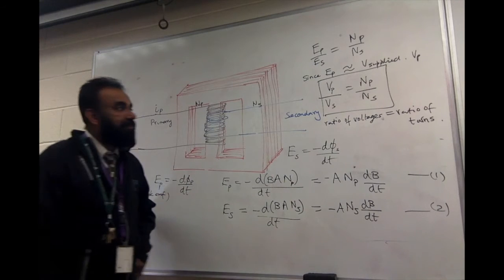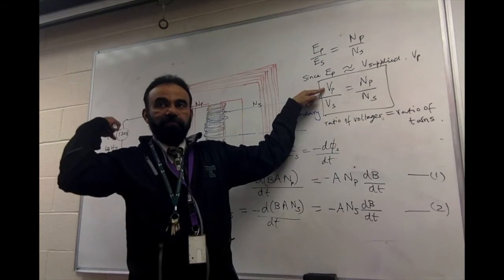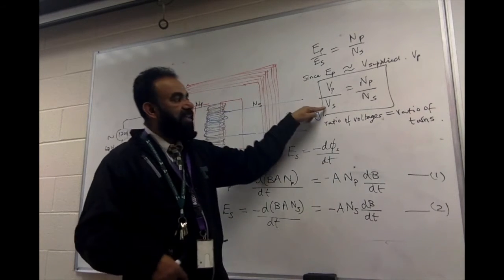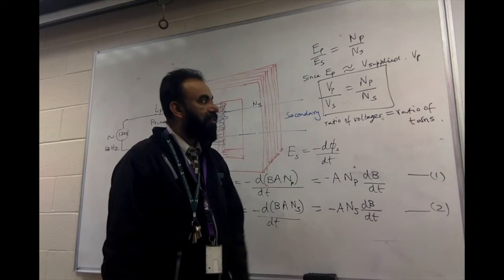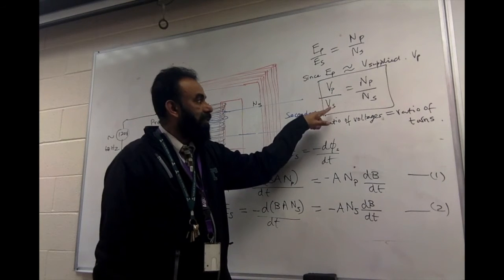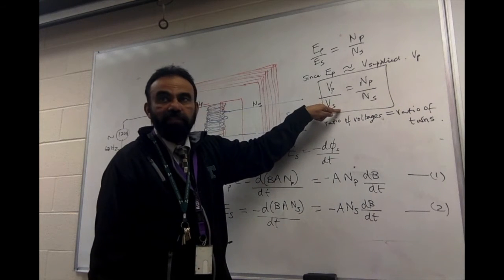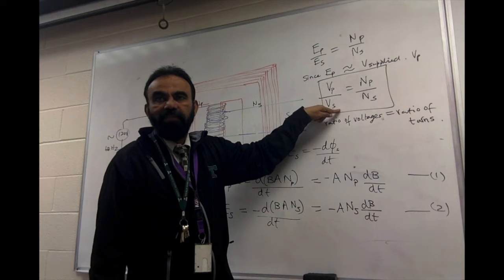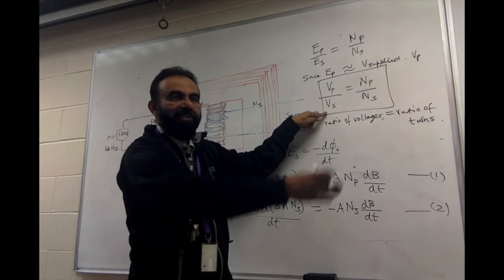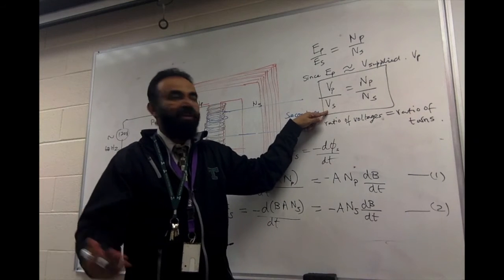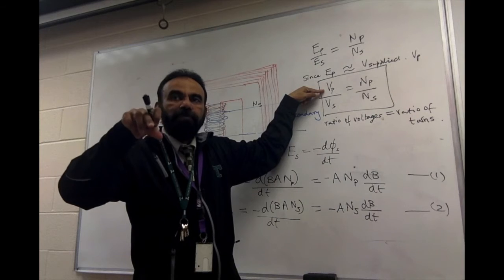So in a transformer, VP is what you supply on this side. VS is what you come out in the secondary as output. This is voltage input, voltage output. You'll see some books saying V in, V out. It's the same thing. You get it? V in into the transformer, V out of the transformer. So V out is always the secondary. V in is always the primary, so transformers are made for a specific purpose that way.